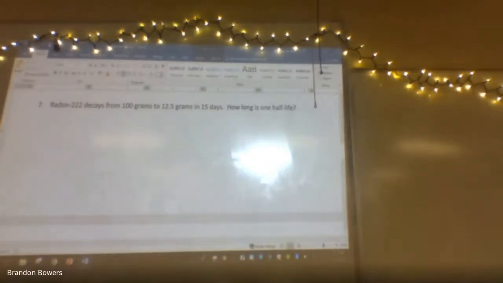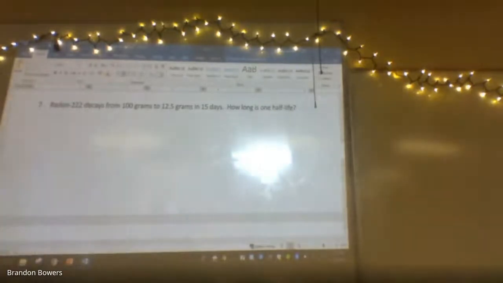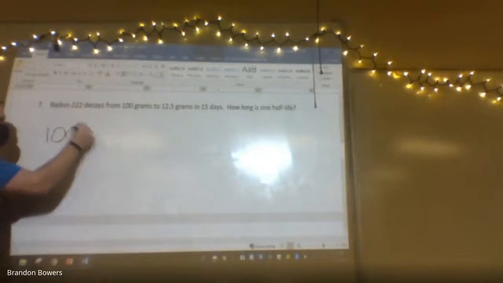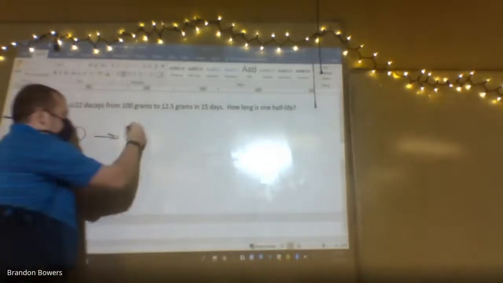Let's try number 7 here. Radon 222 decays from 100 grams to 12.5 in 15 days. How long is one half-life? If we start with 100, what does 100 decay to? What's half of 100? 50. Okay, so there's that.